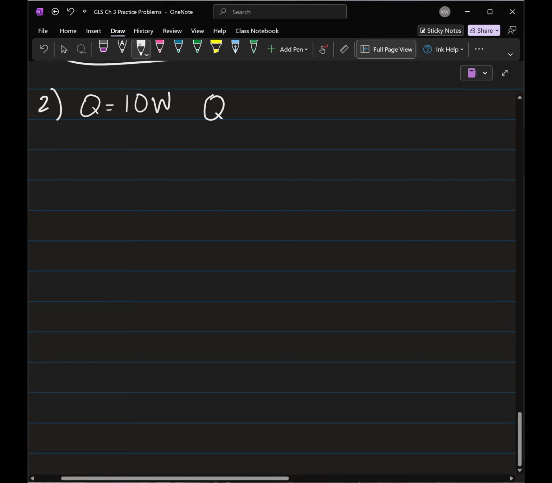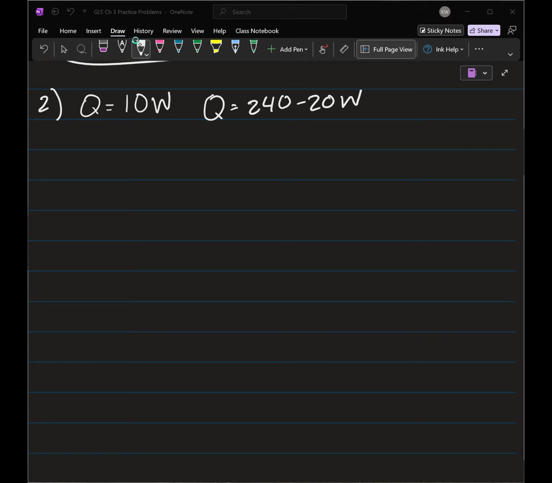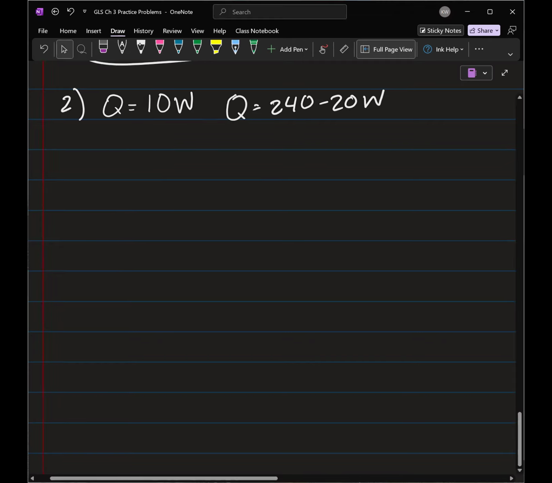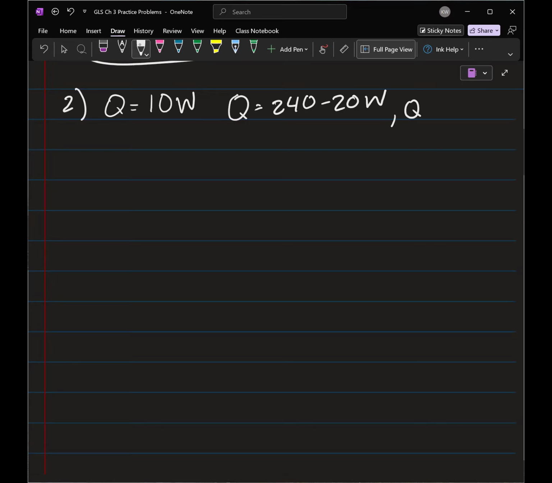Demand for labor is given as quantity demanded equal to 240 minus 20 times W. And what we need to do is first find the equilibrium price and quantity of our labor market here. And we want to note again that quantity is measured in thousands.